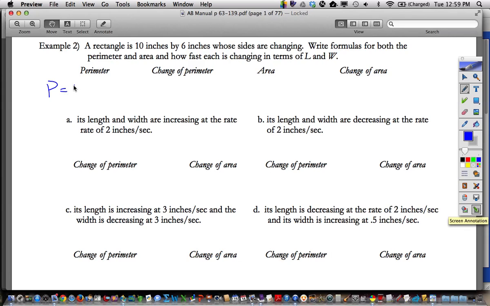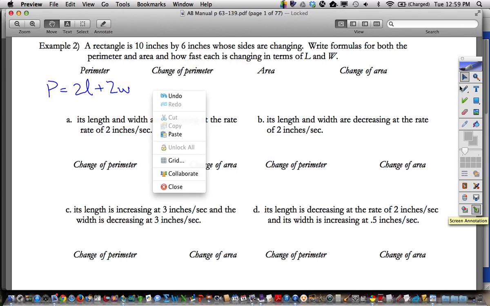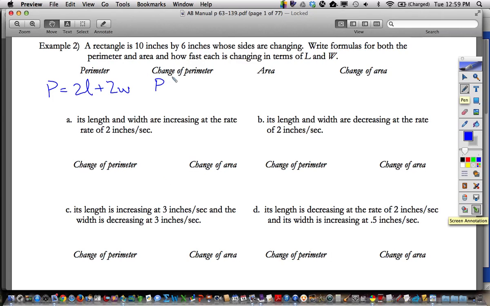P equals 2L plus 2W. That's the perimeter of a rectangle. Now, how would we write the rate of change of the perimeter of the rectangle? P prime equals, we've got to do the derivative of this. 2 L prime plus 2 W prime. Because remember, this P prime is not with respect to L and not with respect to W.